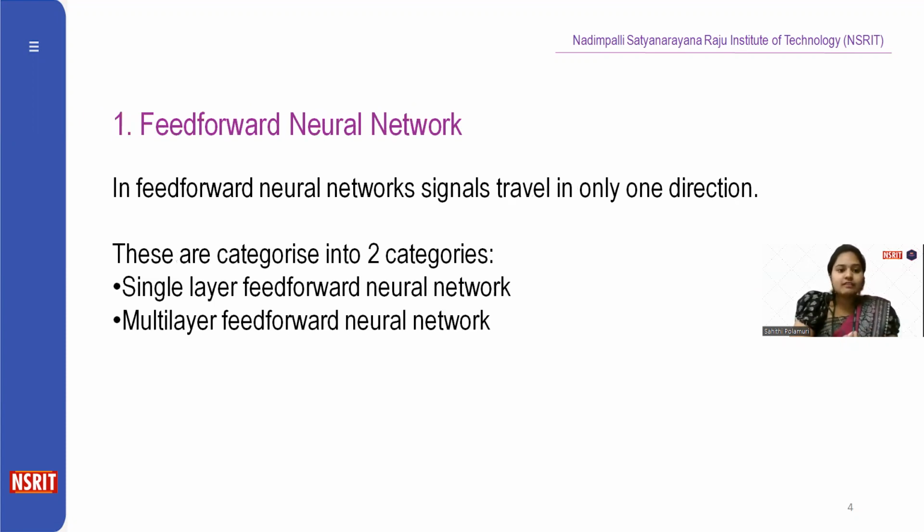The first one is the feed-forward neural network. As in the name itself, we have feed forward. That means signals will travel in only the forward direction, only a single direction. These feed-forward neural networks are again categorized into single-layer feed-forward neural network and multi-layer feed-forward neural network.